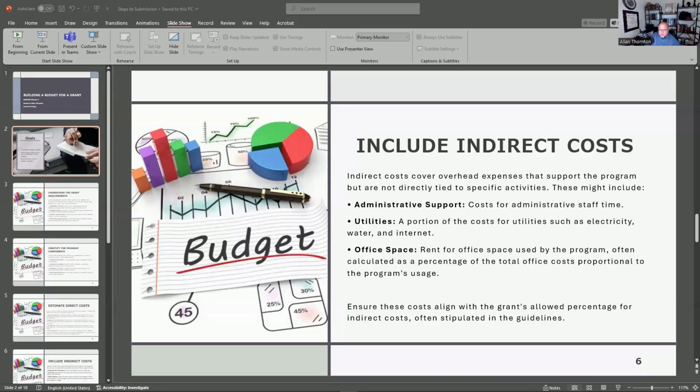Make sure that, once again, this kind of stuff aligns with what the grantors will allow. Some of them may not pay for indirect costs. Some may have a percentage, but you'll need to see in their guidelines how the dollars can be spent. What are those guidelines? What can they do? What can you not do with it?